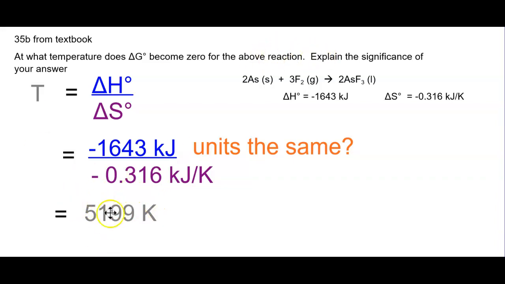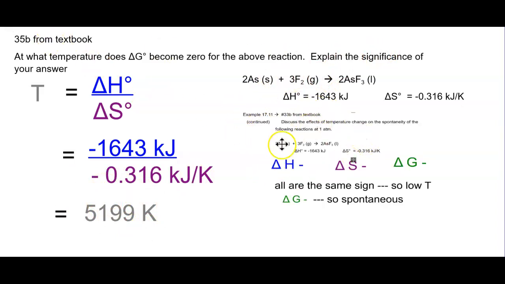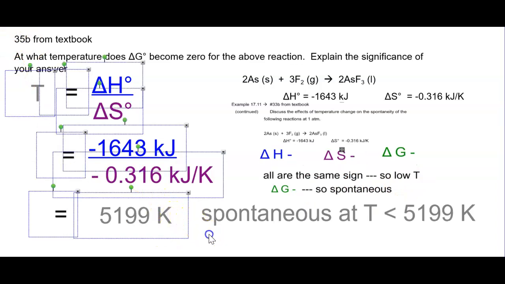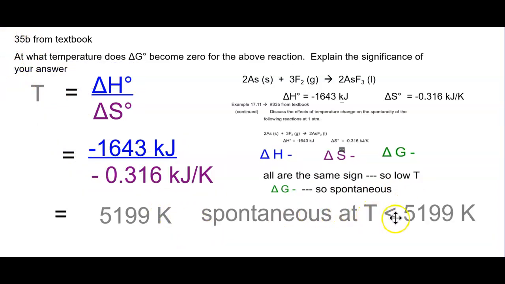So now let's do the last piece. This is the first piece, this is the temperature answer. Now let's explain the significance of that. This is the work that we did on the first part of question 33B. This is 35B. It says refer back to 33B. So with the same problem, we did this a moment ago. We evaluated that all the signs were the same, so therefore we knew it was spontaneous at low temperatures. Therefore we can say that this is going to be spontaneous at temperatures less than 5,199. Spontaneous because G is negative, and then T less than 5,199 because we're looking at low temperatures.